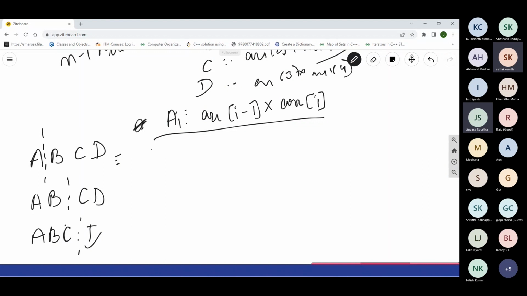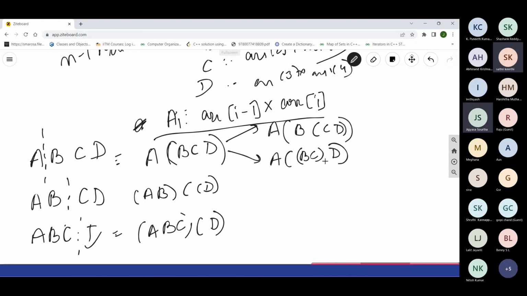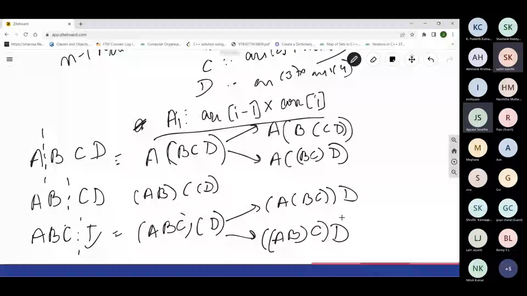Means you multiply A with BCD. Here you're multiplying AB and CD, and you're multiplying ABC and D. This BCD can further be divided into two with one split at B and another split at C. So it will become A multiplied with BC multiplied with D, or you can just say AB multiplied with C multiplied with D. As a result, you got 5 combinations that we were saying about.